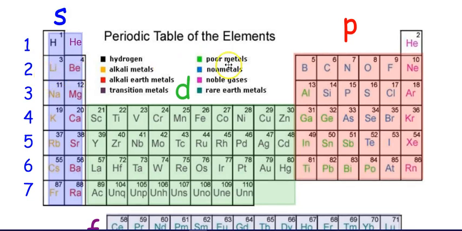Once 2s is filled up, it goes to 2p. Once 2p is filled up, follow the periodic table: 3s, then what? 3p, then what? 4s, and then what? 3d. I'll tell you about that later, okay?